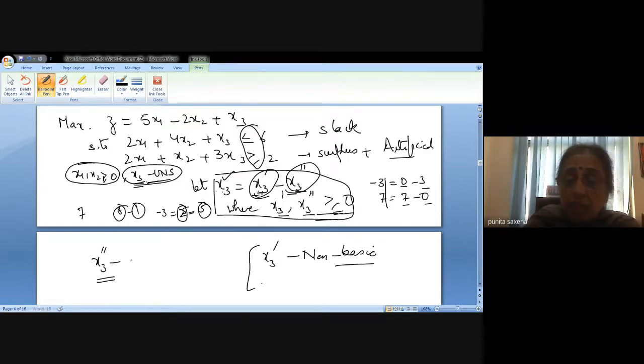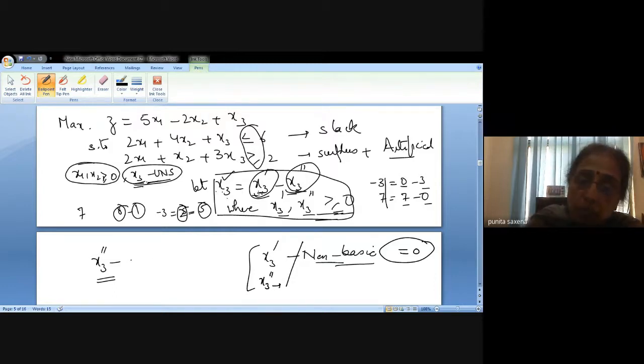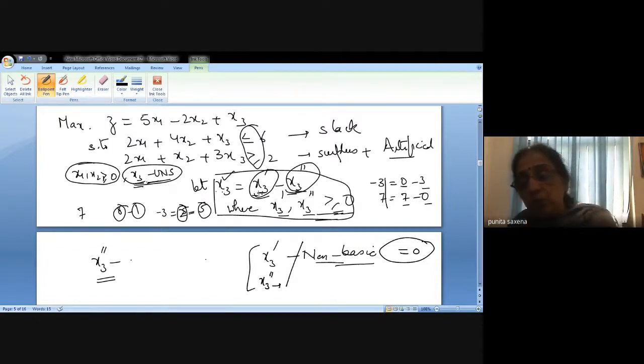So again, the algorithm is so well designed that never will it happen that you will have both x3 dash and x3 double dash in the basis. One of them will always be a non-basic variable, because non-basic means that the value of the variable is equal to 0. So accordingly, you will get the value of the variable which was actually unrestricted in sign. So not just non-negative variables, we can handle with the help of the simplex algorithm. We can handle those problems also where the variables are unrestricted in sign. Is this clear?